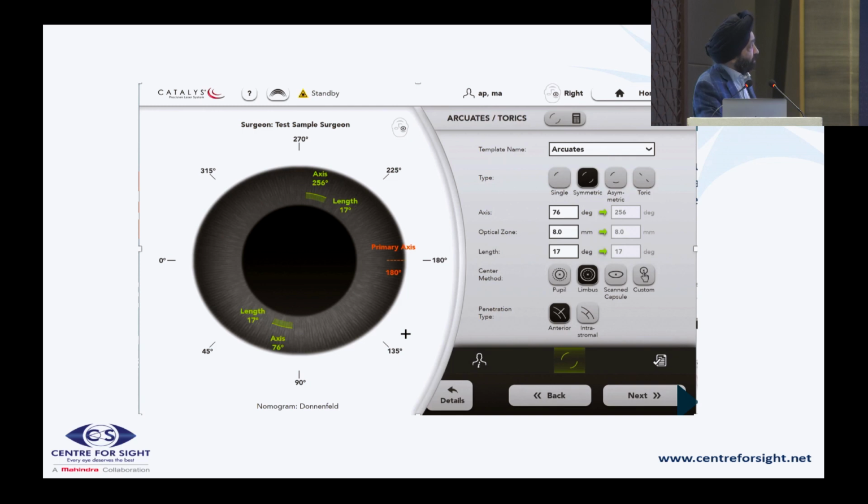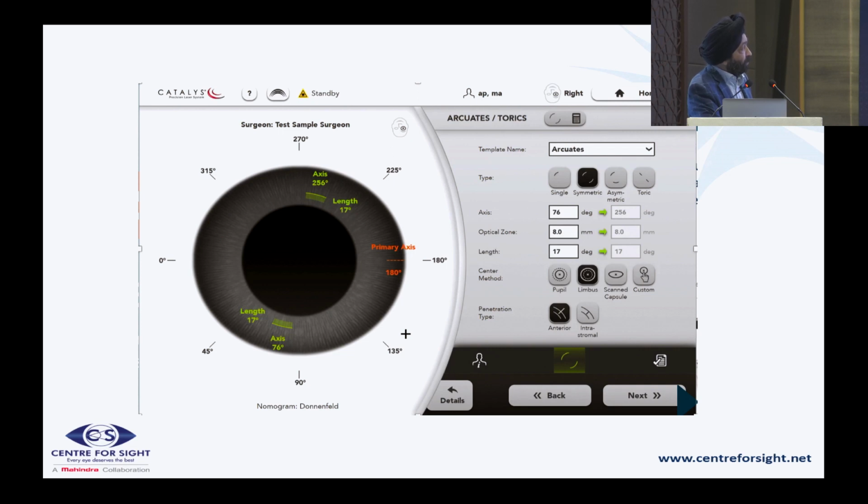This will tell you as you feed in here. This is the axis that is fed in here. You have the optical zone at which you want to do, 8 millimeters, 7 millimeters, etc., and length. So this is automated, and these are the two LRIs, where 17 degrees is the length of the LRI at 8 millimeters, and this has to be matched with cyclotorsion compensation.